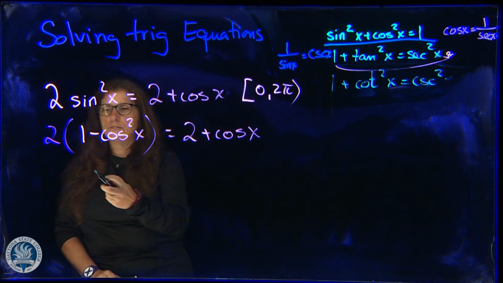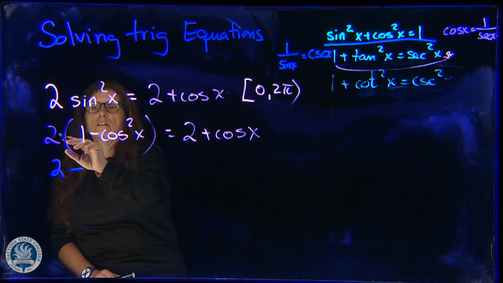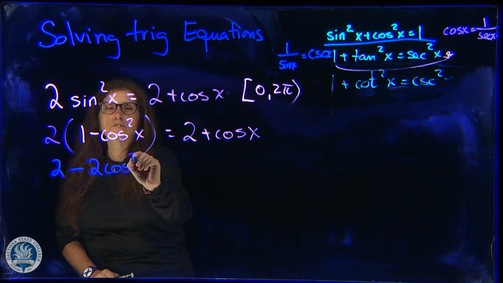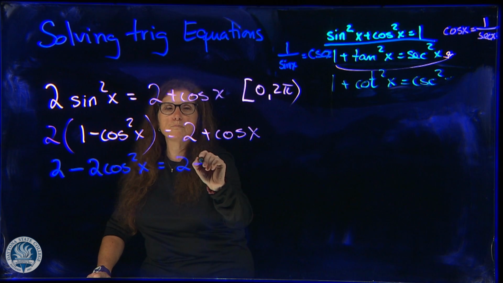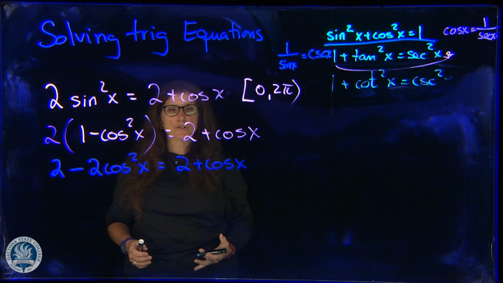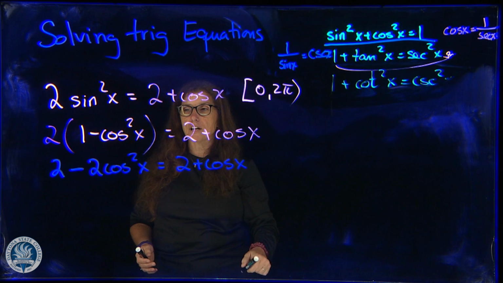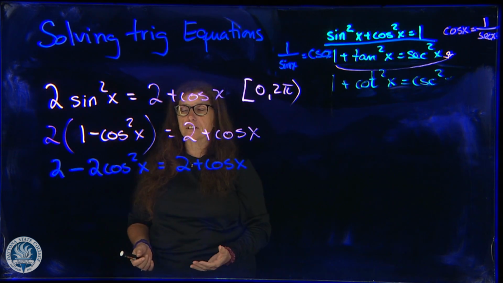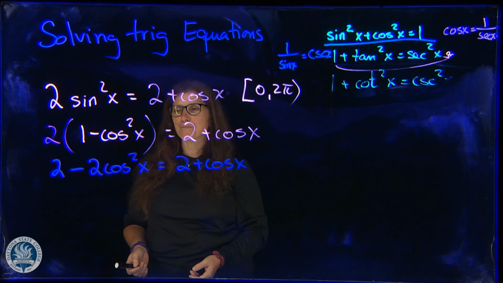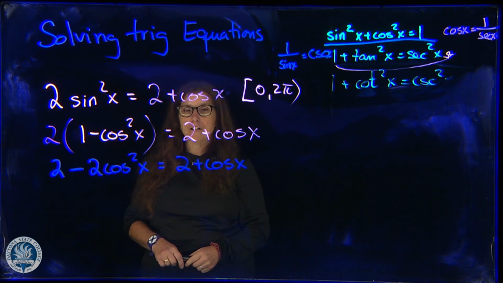Let's distribute. 2 times 1 is 2, minus, we're multiplying by cosine squared, so 2 cosine squared x equals 2 plus cosine x. Now, when I see something squared, that reminds me of a trinomial, a quadratic equation in the form of ax squared plus bx plus c equals 0. So that's exactly what I want to do now.